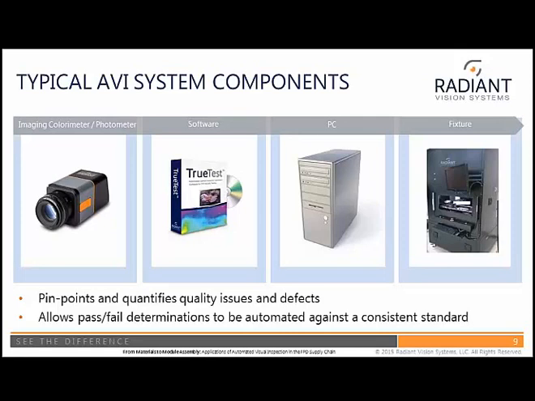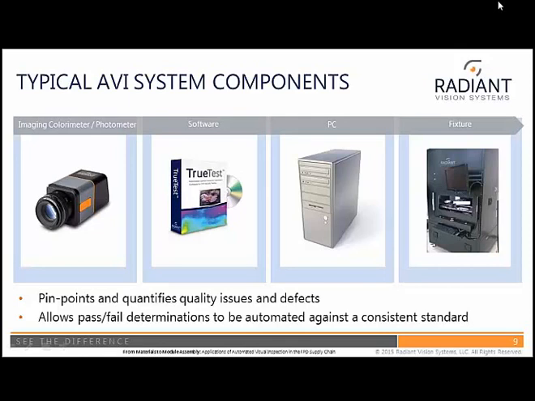A software package, which would include some kind of automated visual inspection algorithms. In this case, we're talking about TrueTest, which is an automated sequencing software that Radiant Vision Systems offers, which can automate testing for visual inspection. Also a PC, which is required for running TrueTest.